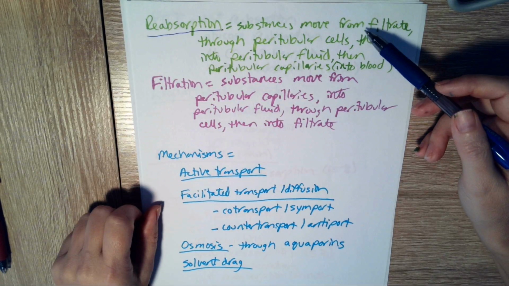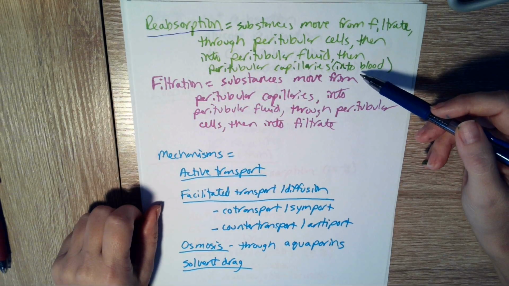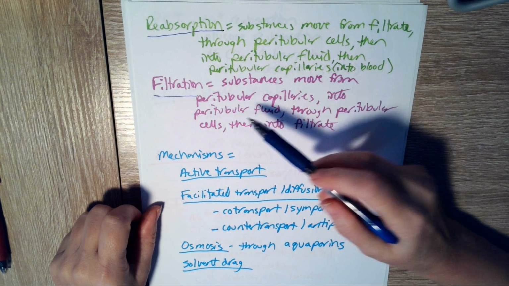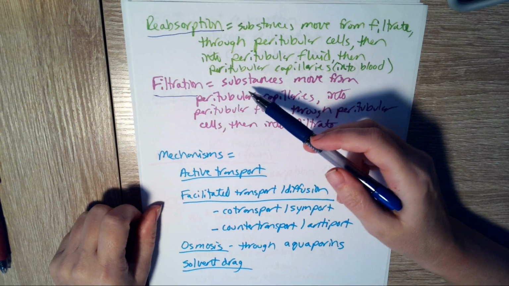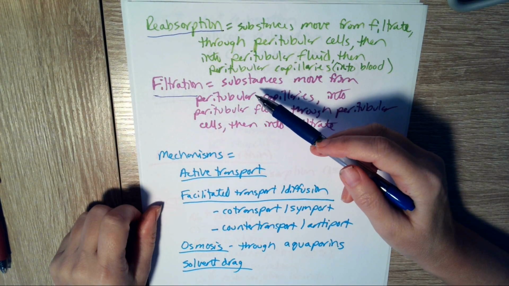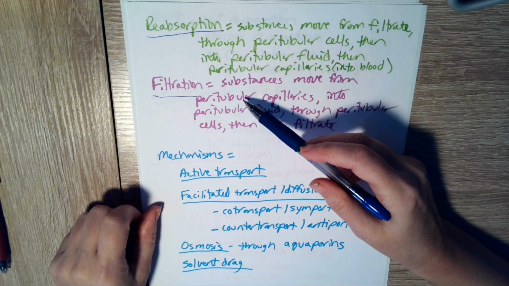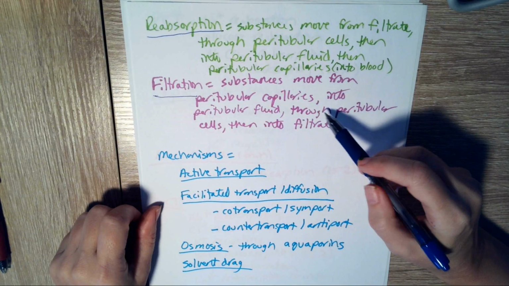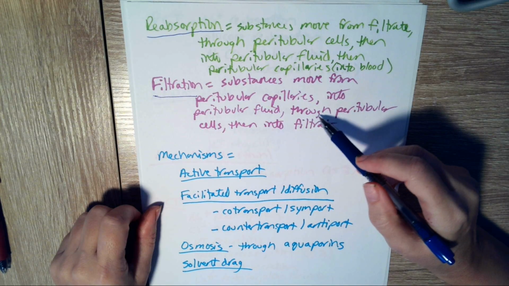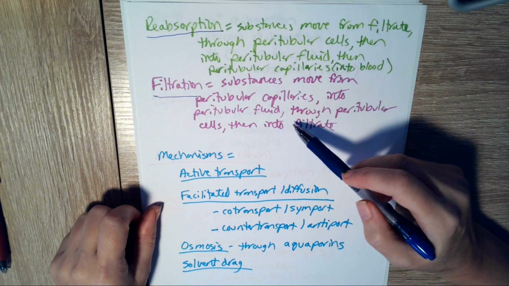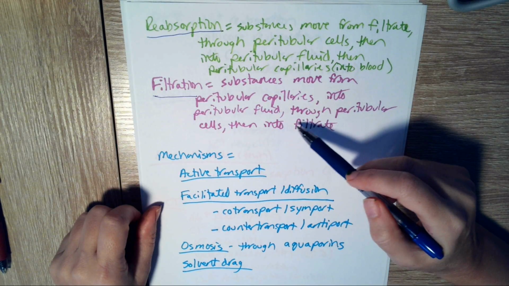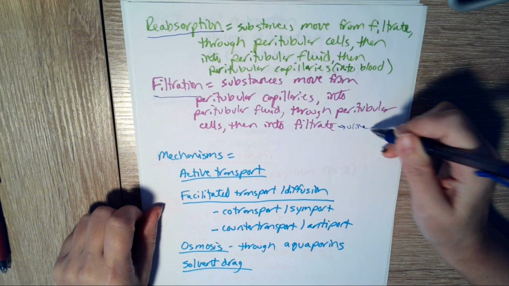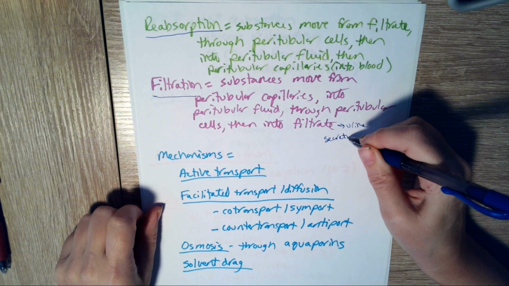So we don't want to urinate them away, we're trying to bring them back, we're trying to keep them, hold on to them. Filtration is the opposite, or secretion, because it's going to end up in the urine. Here we have substances, ions, things like that, moving from the blood, so from the peritubular capillaries, going into the peritubular fluid, then into the peritubular cell, so across the cell membrane, and then across the other cell membrane on the other side into the filtrate. So it's going to end up in the filtrate and eventually be in the urine. So that's why we can also call that secretion.